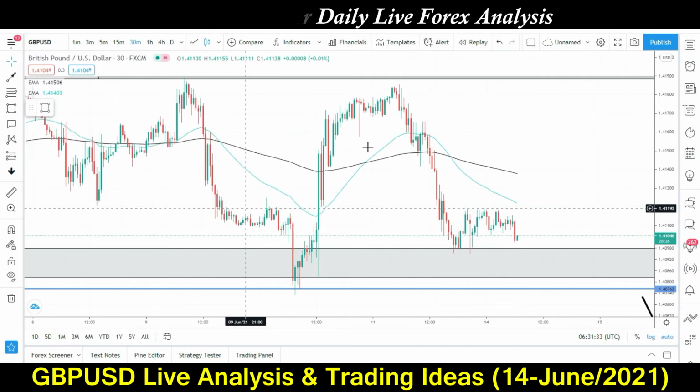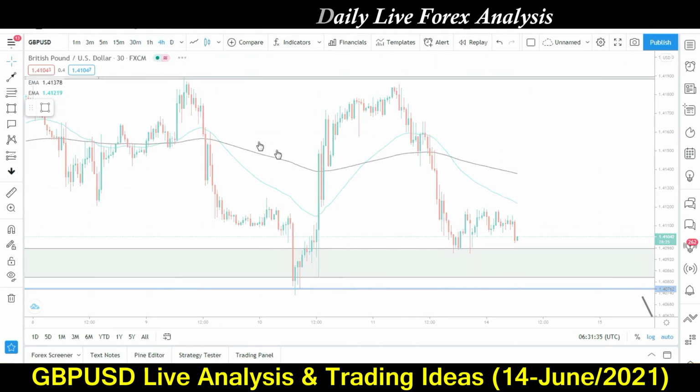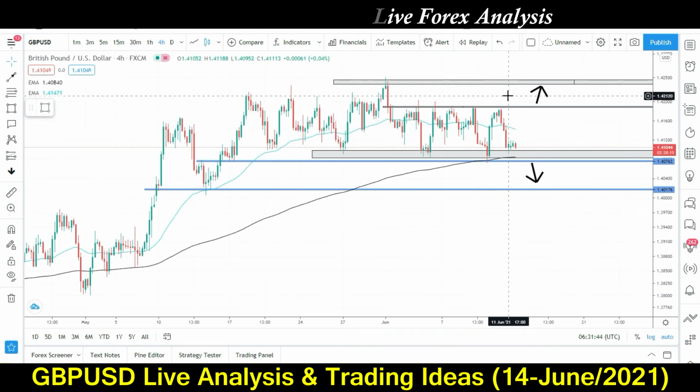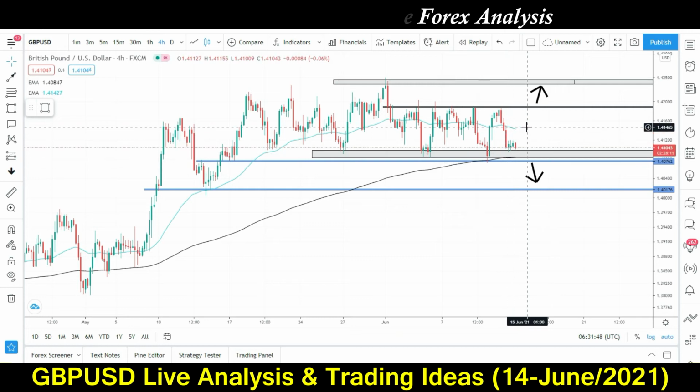Yeah, that's fine. We will not open any trade in this range. This is a poor range, so personally I don't like to open a trade in this range. I will open a buy trade above this resistance and a sell below this support level. So these are the trading ideas of GBPUSD for today.